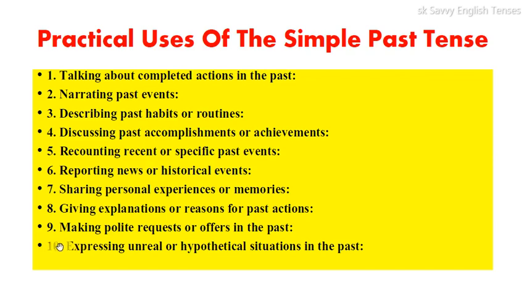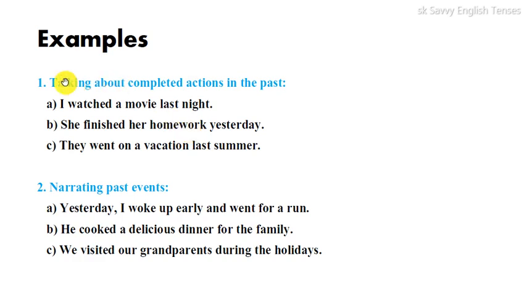Okay, so let us give examples of the daily life uses of the simple past tense. Number first is talking about completed actions in the past. For example, I watched a movie last night. She finished her homework yesterday. They went on a vacation last summer. Number second is narrating past events. For example, yesterday I woke up early and went for a run. He cooked a delicious dinner for the family. We visited our grandparents during the holidays.